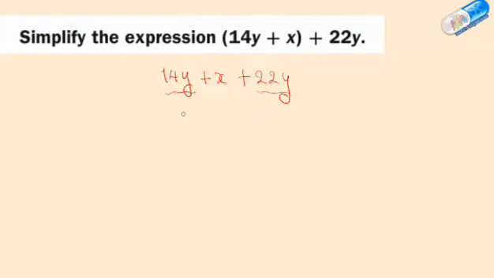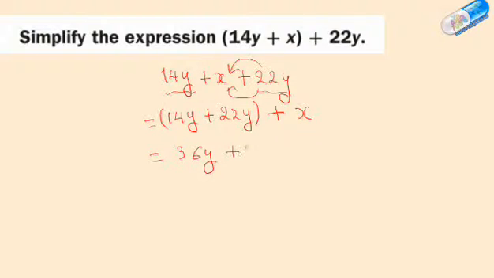So we can put 14y together with 22y, and here I used the commutative property to exchange the places, and also I used the associative property to make it a group, plus x. Now this is equal to 14y plus 22y. I will add the 14 plus 22. 4 plus 2 is 6 and 1 plus 2 is 3. So it's 36y plus x. And I cannot simplify it more than that. So this is the simplest form of that expression.